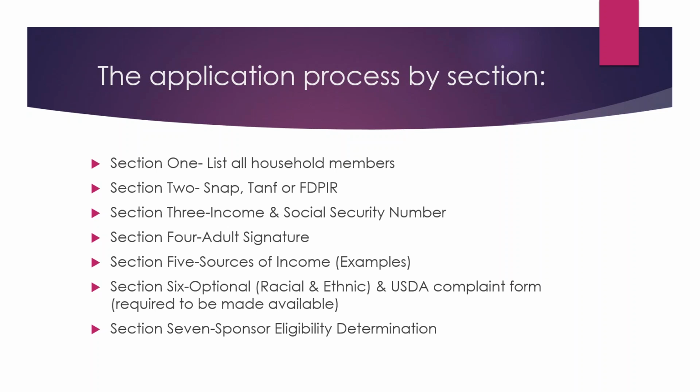Section 4 is the place where an adult would sign. Section 5 lists the types and sources of income. Section 6 is an optional section to report racial and ethnic information. Also an area to post the USDA complaint form. And Section 7 is how you, the sponsor, have determined the eligibility.